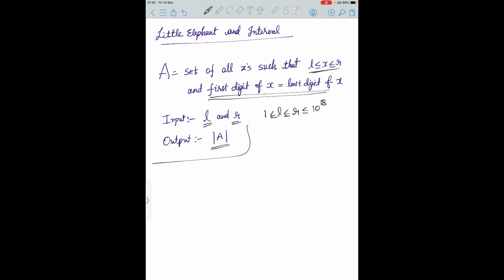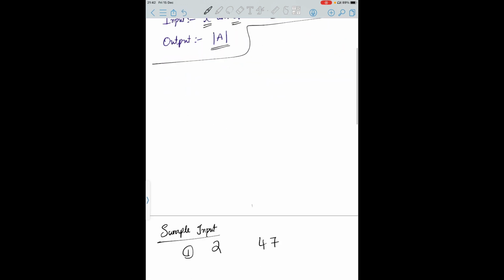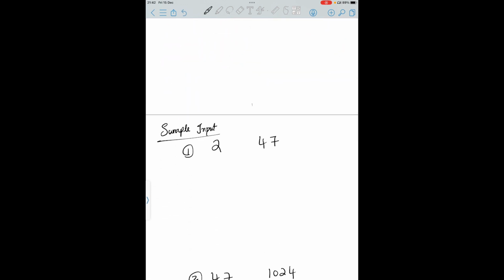Firstly, let me explain a few test cases. We are initially given 2 and 47. 2 is L and 47 is R. Now we need to output the number of integers from 2 to 47 such that their first and last digits are the same. You can simply break this down: let f of x denote the number of integers from 0 to x that satisfy the given constraint.